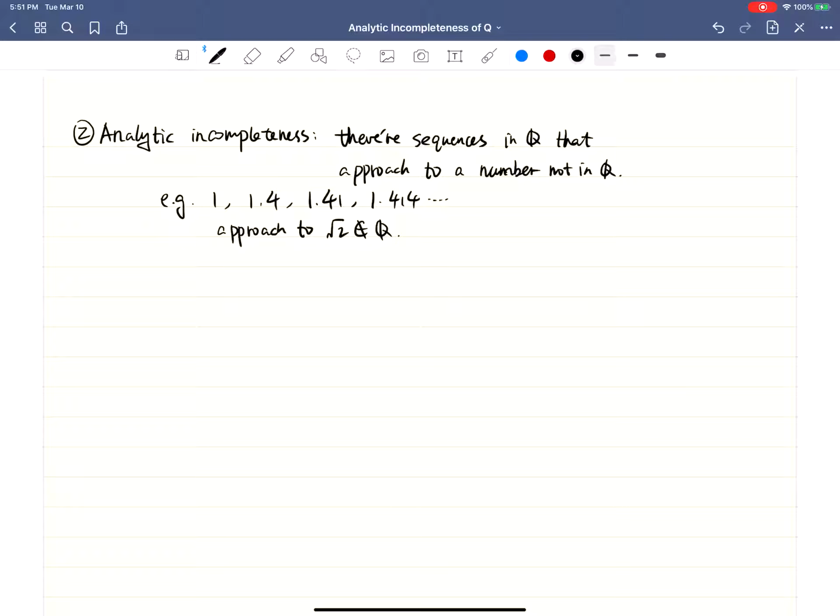Okay, so now we need to prove the analytic incompleteness. Okay, so let's consider two sets. Consider A. A is the set of all the rational numbers P, where P is positive and P squared is less than 2. And another set B. B is the set of all the rational numbers P, where P is positive and P squared is larger than 2.